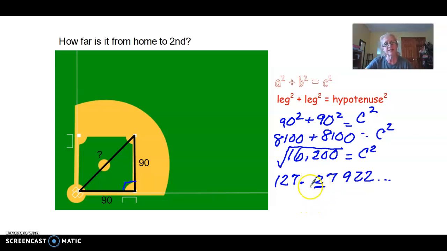In order to decide if this stays a 2 or becomes a 3, we look to the number to the right of it. If the number to the right of it is 5 or greater, the 2 becomes a 3. If the number to the right of it is from 0 to 4, the 2 stays a 2. Well, because 7 is greater than 4, the 2 becomes a 3, and that is our approximate value for c. Which makes sense if you look at your problem, because if it's 90 from here to here and 90 from here to here, it makes reasonable sense that that would be about 127.